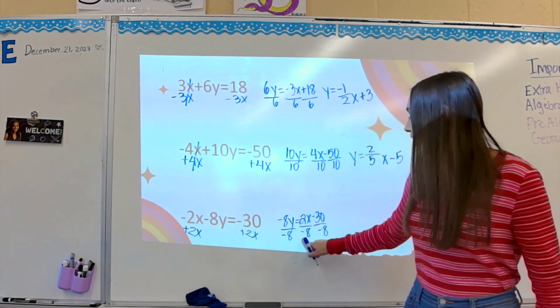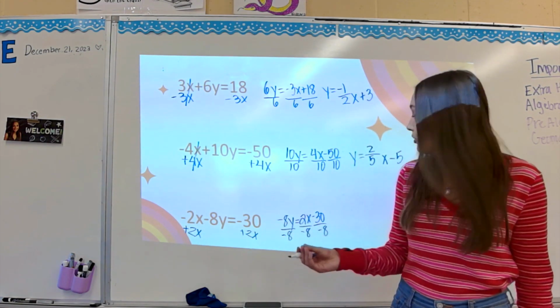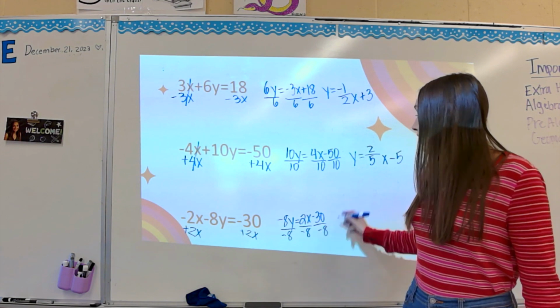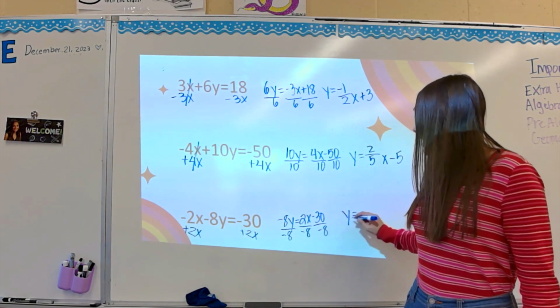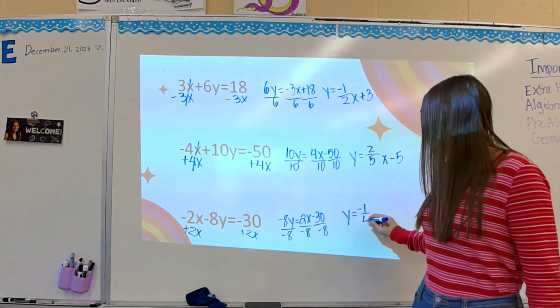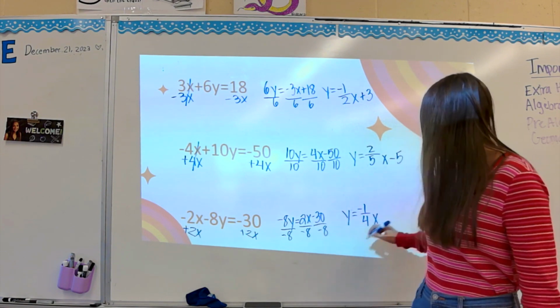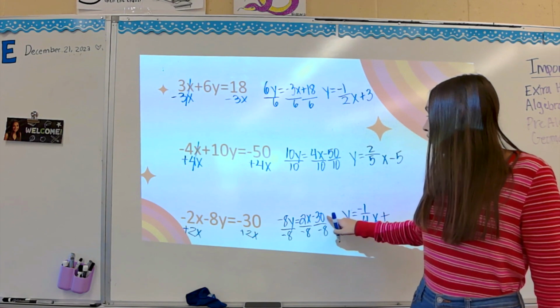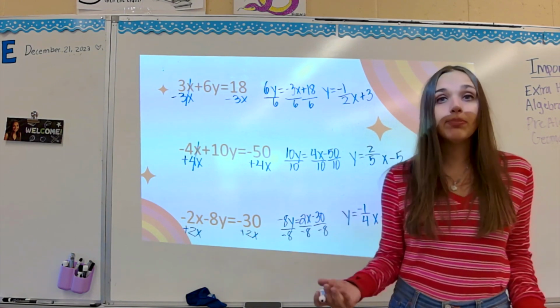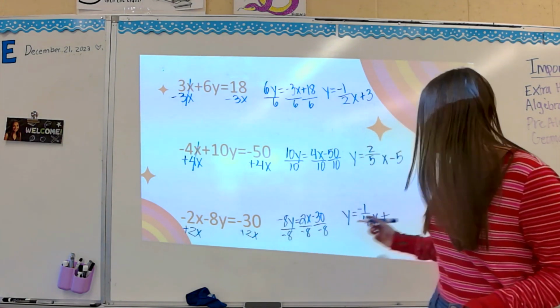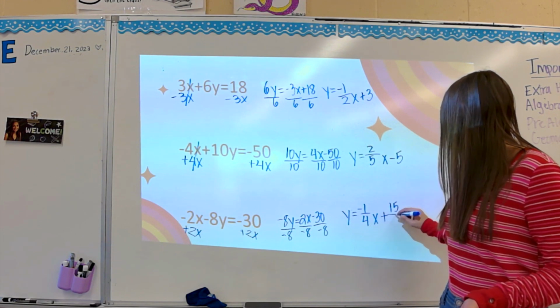2 divided by negative 8 can be simplified. When I do that, I can divide both by 2, and I get negative 1/4 x. Negative over a negative is a positive, so I'm going to use a plus. 30 divided by 8, I can simplify that. I'm going to divide both by 2, and I get 15 over 4.